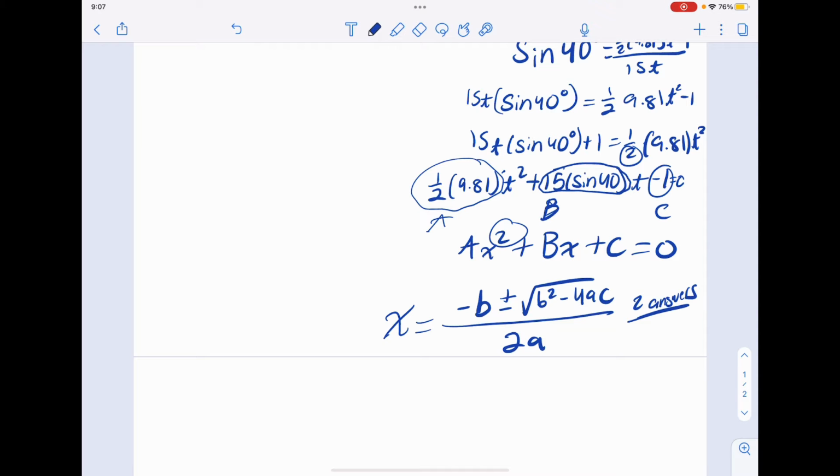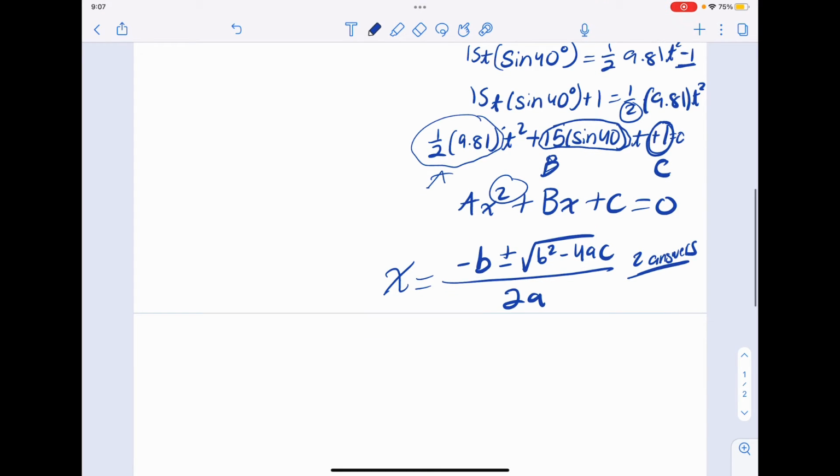Oh, it's actually positive. Sorry about that. Because it's negative up here. We subtracted the 1, so it became a positive. Sorry about that. Hope somebody caught that. So this ends up being positive 1. So this is C. Okay. So you ended up with A as half of 9.81, B as 15 sine 40, which is a number, obviously, that you plug into the calculator. And then we have C, which is 1.